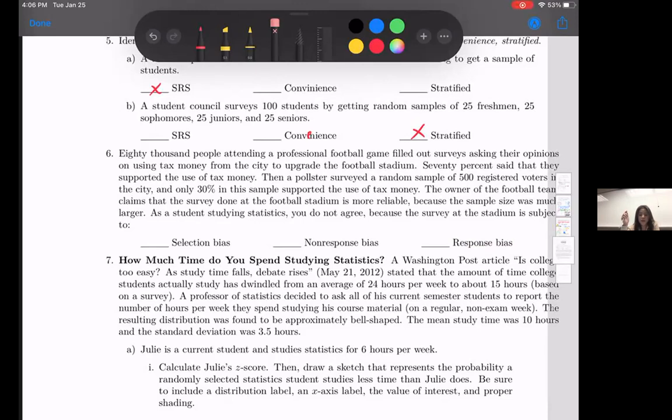What about non-response bias? What's the non-response bias definition? When it's harder to get people to respond or reach them. Yeah, when you cannot reach the participant or they refuse to participate, right? So mail-in surveys are definitely non-response bias, or phone calls, right? Selection bias is what? When what?